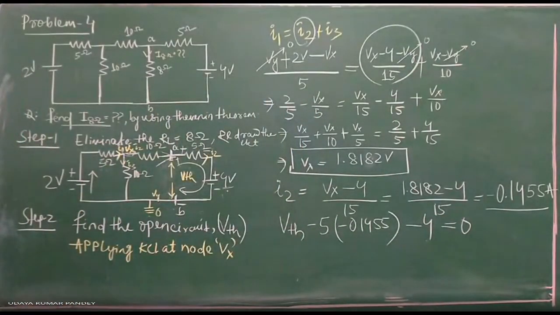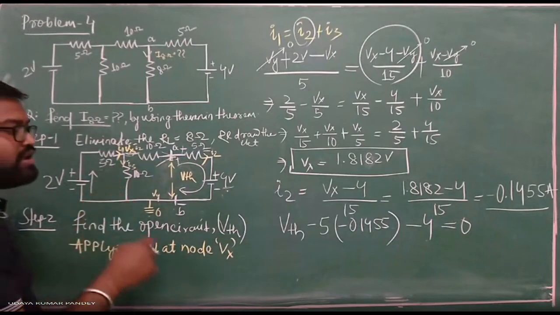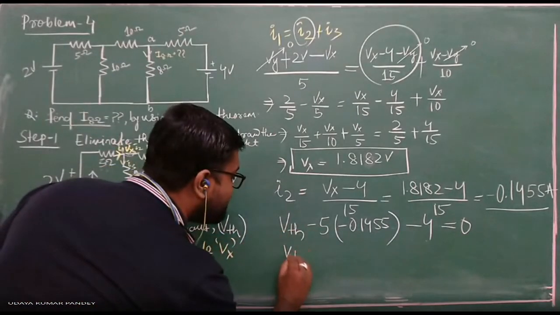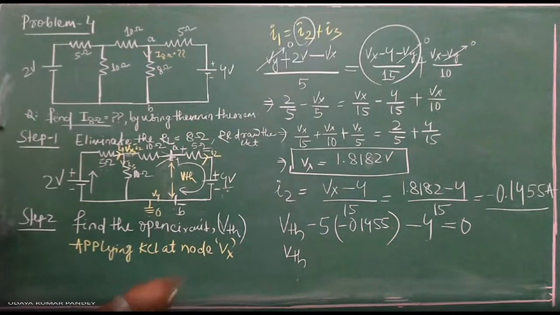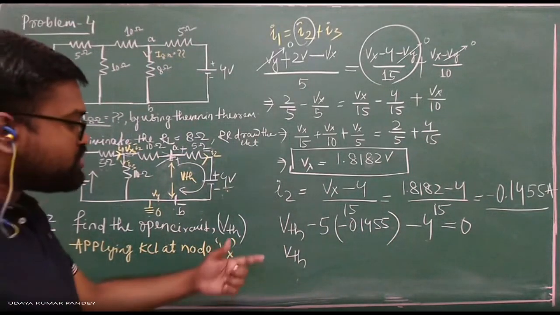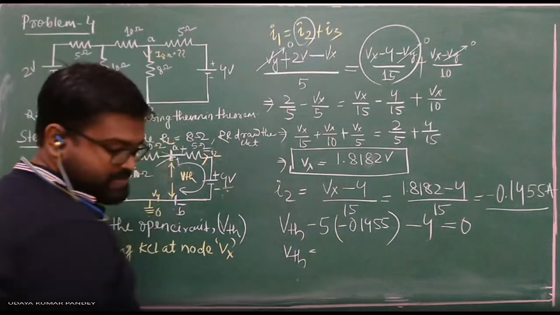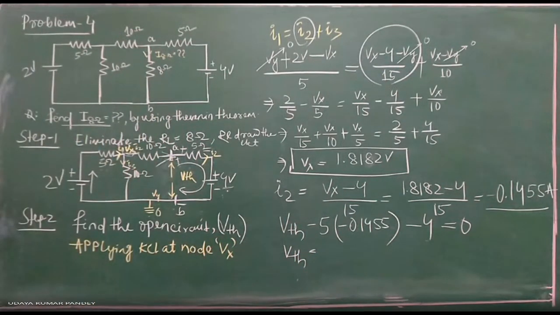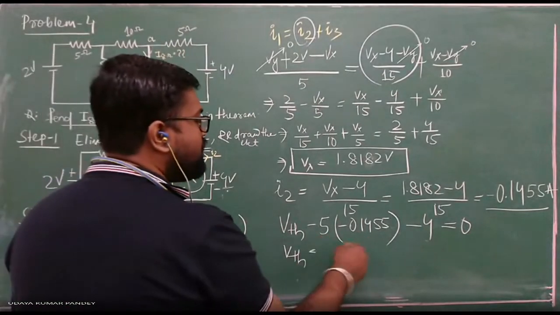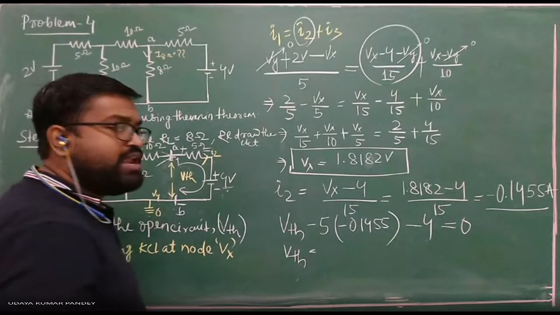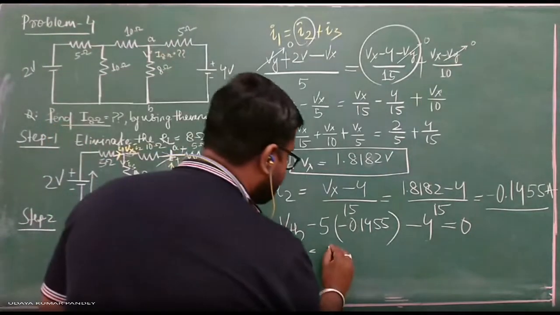Applying mesh analysis, you can solve here VTH, and by calculating, or by putting all the values, you can find out the Thevenin voltage. What is the value? Thevenin voltage. Just calculate this value. This is a multiplication. This is plus and minus 4. You can calculate the value becomes 3.27.